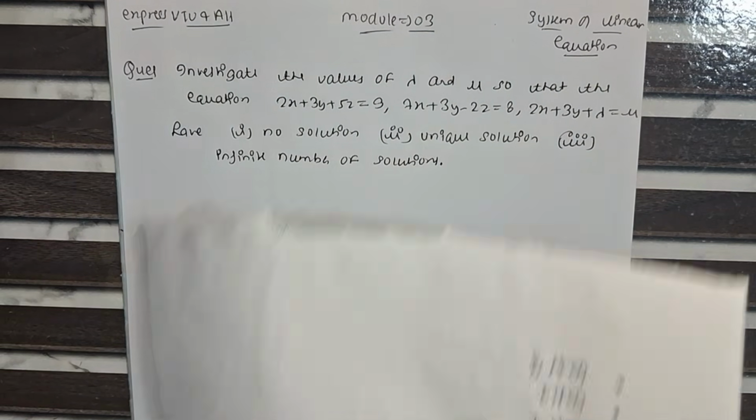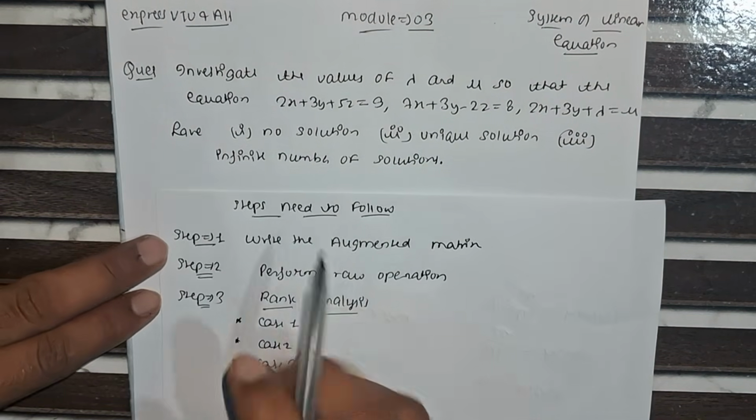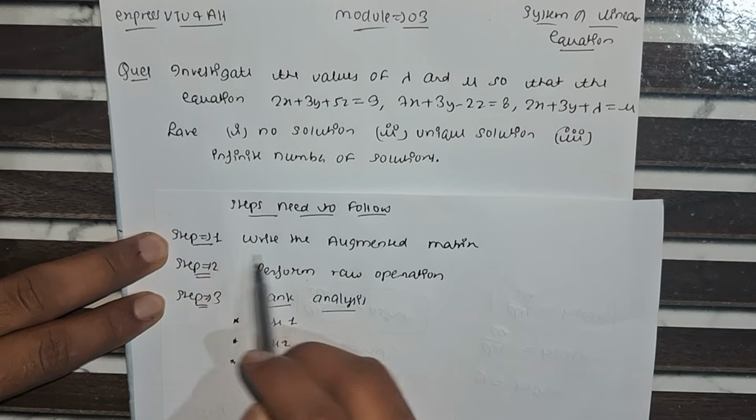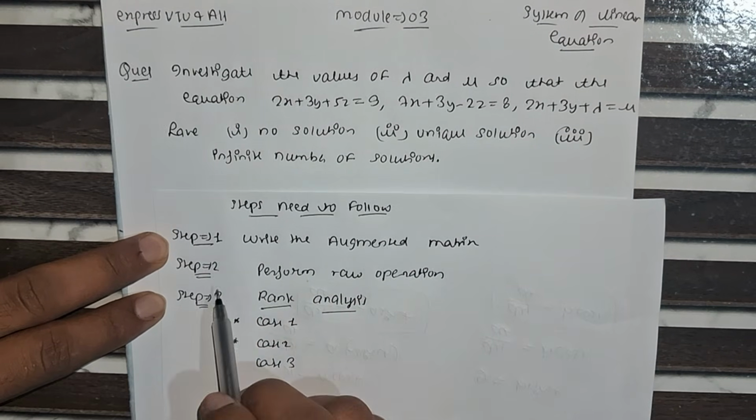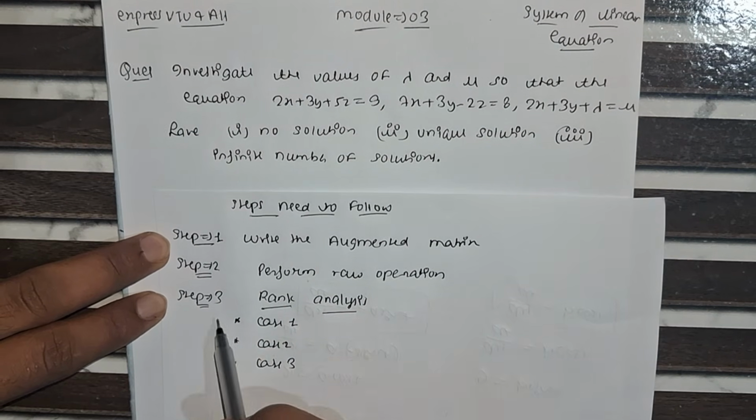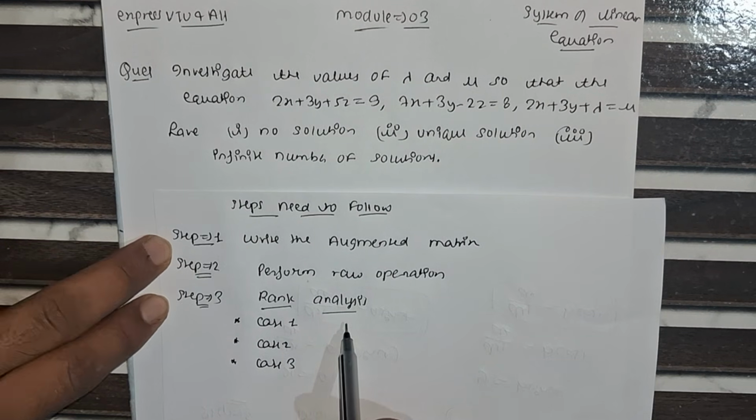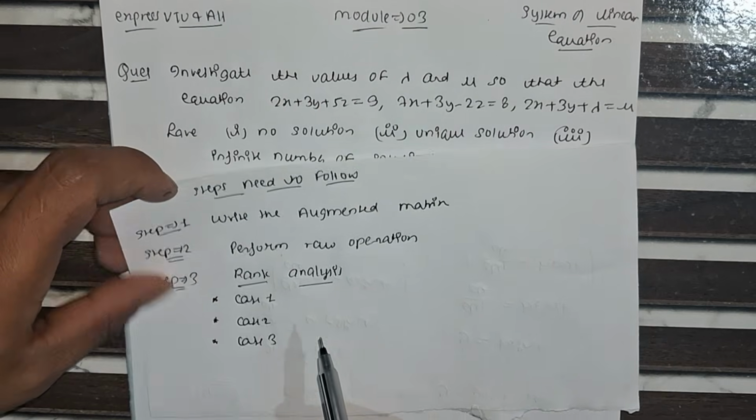The steps to follow: step 1 is write the augmented matrix, step 2 is perform row operations, and step 3 is rank analysis, meaning we analyze the cases given with the help of rank. So now let's solve this step by step.